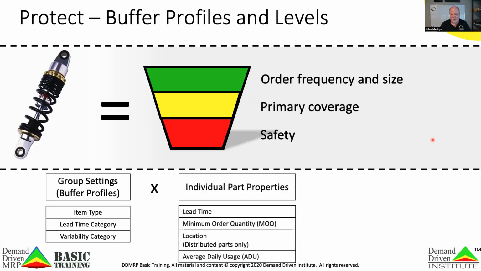The content that goes into creating those buffers is things that we know about: the item type, the lead time, the minimum order quantities, the average daily usage, and the lead time category and the variability category. Those are a little bit new, but not completely new, where we talk about a long lead time or a high variability. The average daily usage sounds very simple, but how we calculate it can become very complex. There are different reasons why we would consider different time frames to figure out what our average daily usage is. And with those items, we calculate the zone and buffer levels for each part.